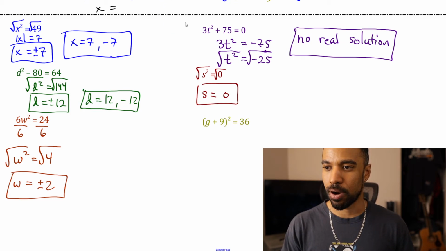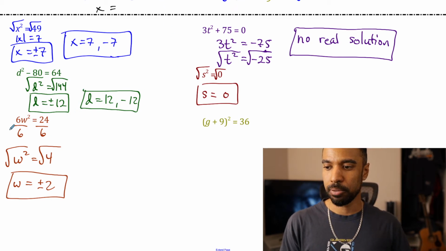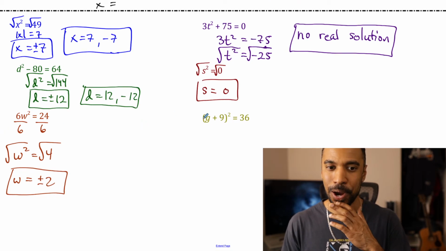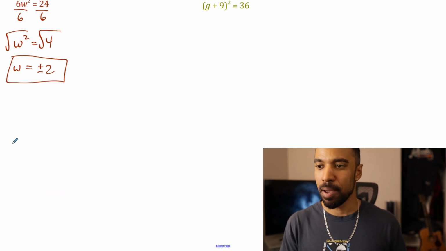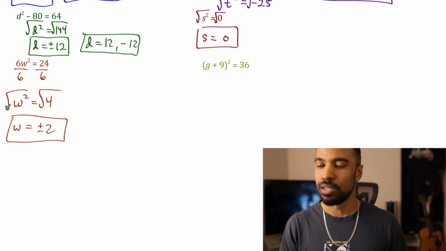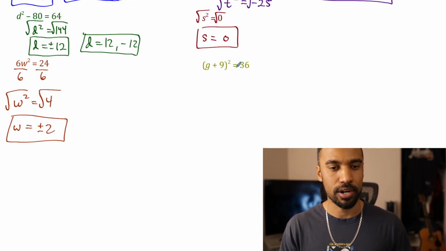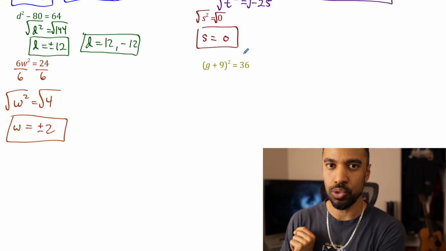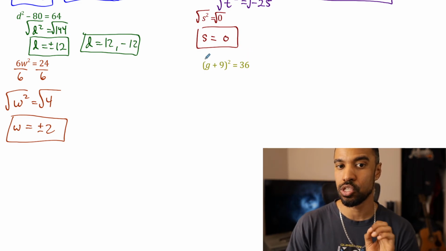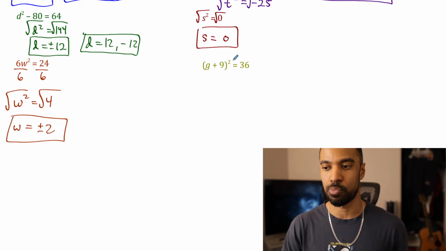All right, and the final problem to do right here, g plus 9 quantity squared equals 36. Now, for my particular students, they're using IXL to solve using square roots, and they're not going to run into problems like this, but you will when you do completing the square. So this is where it's really helpful that you learn this portion right here.